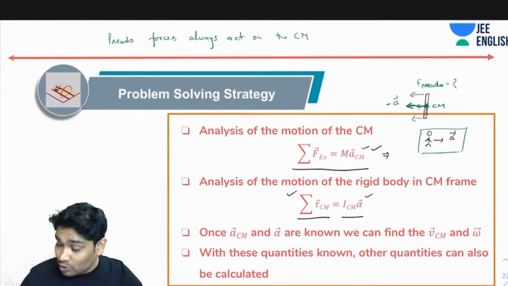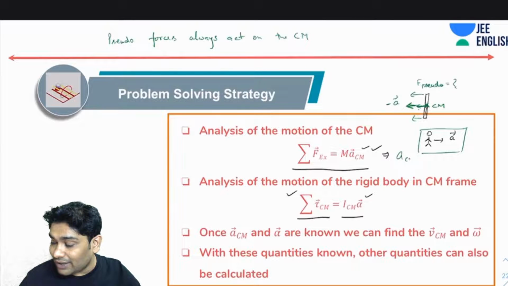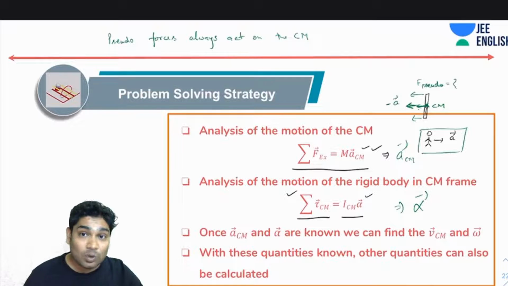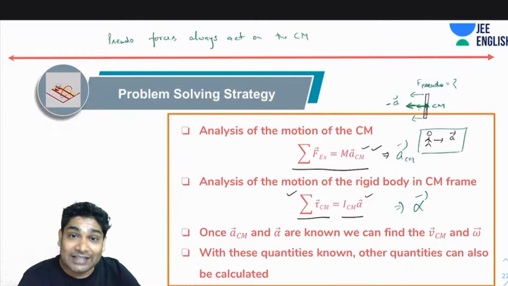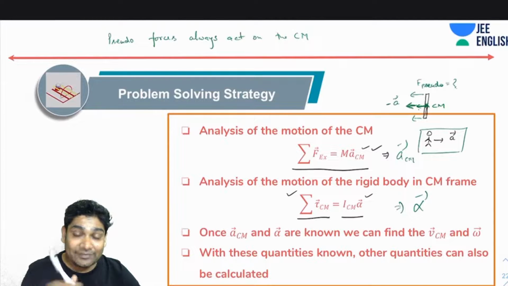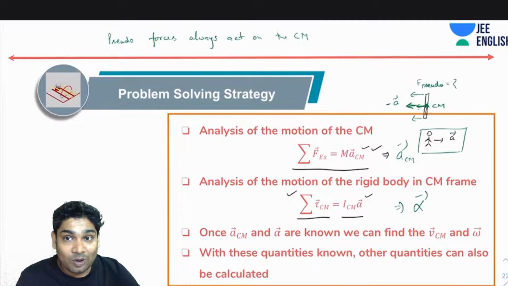Now, using these equations, I can figure out ACM, I can figure out alpha. Once these two are known, then we can find VCM and omega, right? You know UCM. If you knew UCM, you will be able to find the VCM, by simply integrating or whatever.